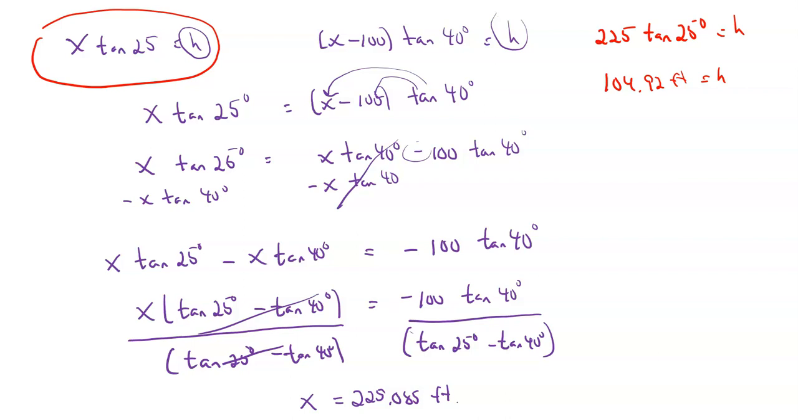Of course, we could have gone back to the original triangle, which was 25 degrees this way. You had 225 over here and h over there. So if you did tan 25 equals h over 225, you would then do 225 tan 25, and that would give you your height.